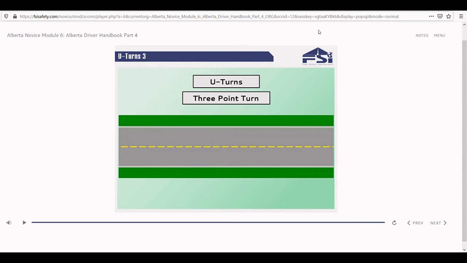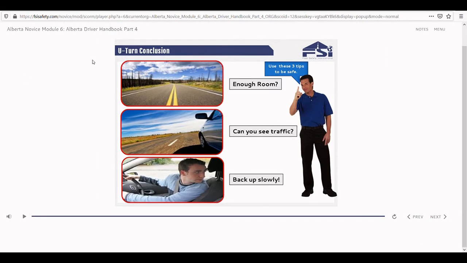Shit, I didn't even watch how you make the 3-point turn. I mean, we're paying money for these classes. You should try and make them look professional.